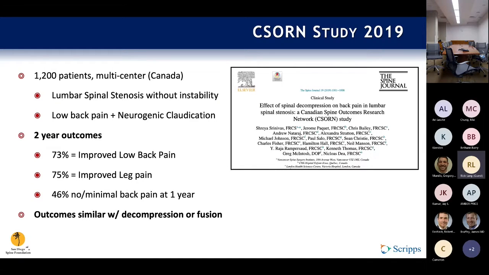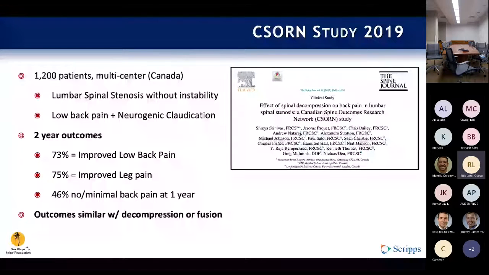In 2019, the CSORN study out of Canada looked at back pain and how effective surgery is in relieving patients' back pain. They had 1,200 patients, multi-center, lumbar spinal stenosis without instability, so a similar patient cadre to the SPORT trial. All patients had back pain and neurogenic claudication, and they looked at 2-year outcomes and found that not only is surgery effective in relieving patients' leg symptoms, almost 75% had a significant improvement in their back pain as well as their leg pain, and almost 50% of patients had no or minimal back pain at a year, compared to only 7% having minimal back pain at their initial index presentation.